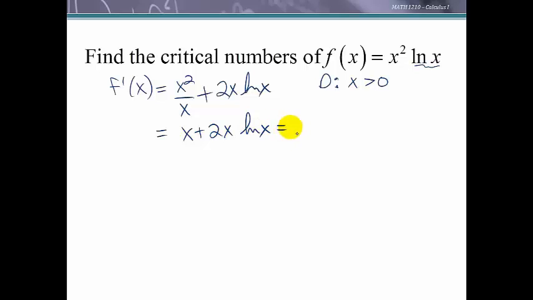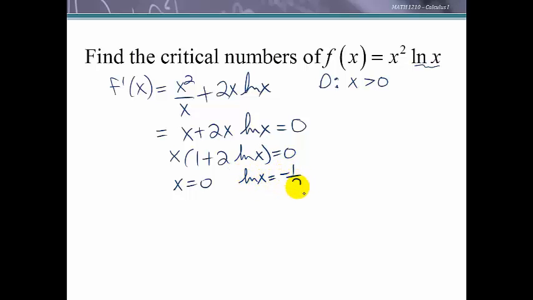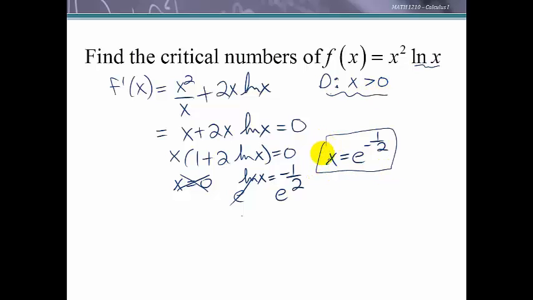So critical numbers are going to be places where this equals 0. Let's factor an x out, and let's set each factor equal to 0. We'd have x equals 0 or ln x equals negative 1/2. And then we'd exponentiate both sides and have x equal e to the negative 1/2. Okay, so our first one is x equals 0, but we got to throw that out because it's not in the domain. And our second critical number is x equals e to the negative 1/2, and that's actually our first critical number because the first one we had to throw out.